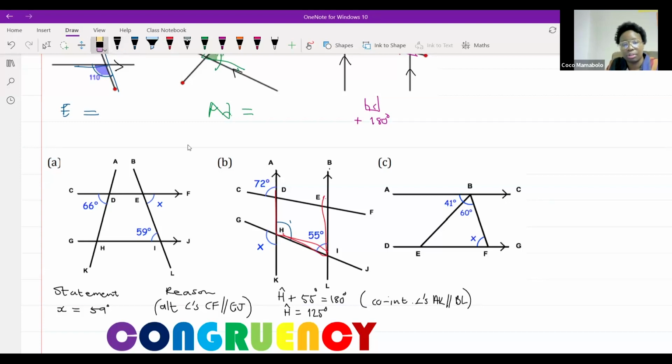Yes, reasons are always for marks. Correct, Abu. So we know if this is 125 degrees, then X is therefore also equal to 125 degrees. Who can give me the reason why ma'am can say X is equal to 125?